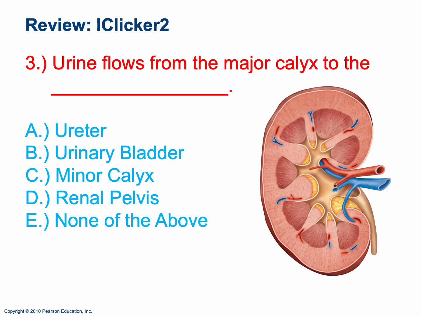Number three, urine flows from the major calyx to the blank. What structure does the urine flow into next? Okay, so the correct answer here for number three is letter D, the renal pelvis. So definitely make sure to review this. If we're talking about the major calyx, we're talking right here, then the renal pelvis right here, then into the ureter. Previous to that, of course, up here is the renal cortex, renal medulla, minor calyx, into major calyx, and then of course renal pelvis, and so on and so forth.